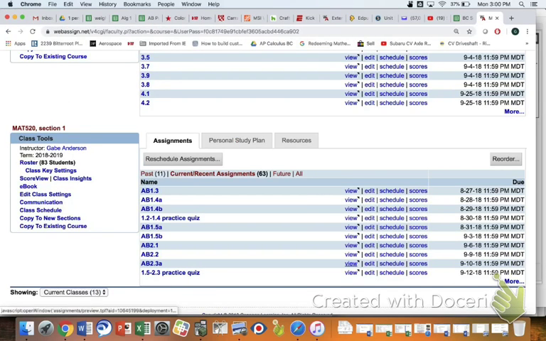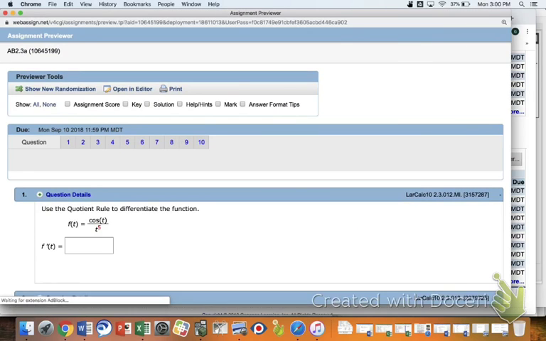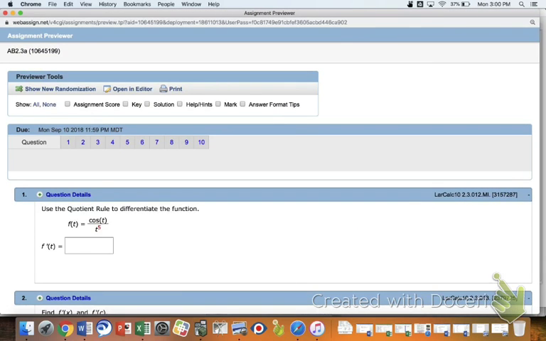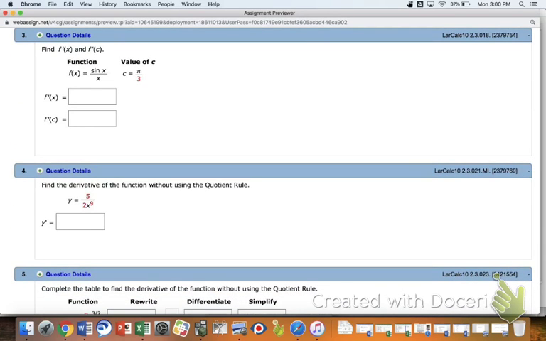Number 3 on 2-3A. It's just plugging in pi over 3. Okay, so number 3. I don't know how to simplify it. The practice version is a lot different. Is this one really similar to yours? You have pi over 3 like me? I have that exact one.